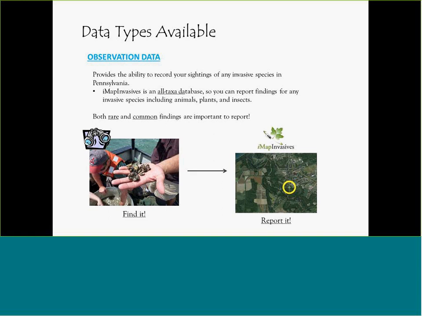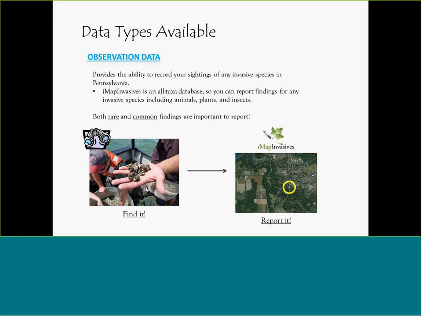So the observation, as many of you probably know already, is the way you record where you find a specific species. Because iMap is an all-taxa database, you can report findings for any invasive species. That includes any animal, any plant, and any insect. We do not track pathogens. That's the one thing that could potentially be considered invasive that we do not track, but we track everything else. Another thing I'd like to point out, because this question comes up sometimes, is that it's important to document the rare findings and common findings of various invasive species.